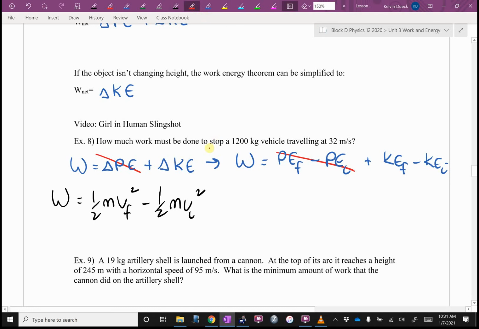Aiden, I would underline this word. What's that tell me? Stop. I don't mean stop, sorry. What does the word stop tell me, Aiden? Yes? Okay. So now I can plug and chug. It's going to be negative 0.5 m 1200 v 32 squared.